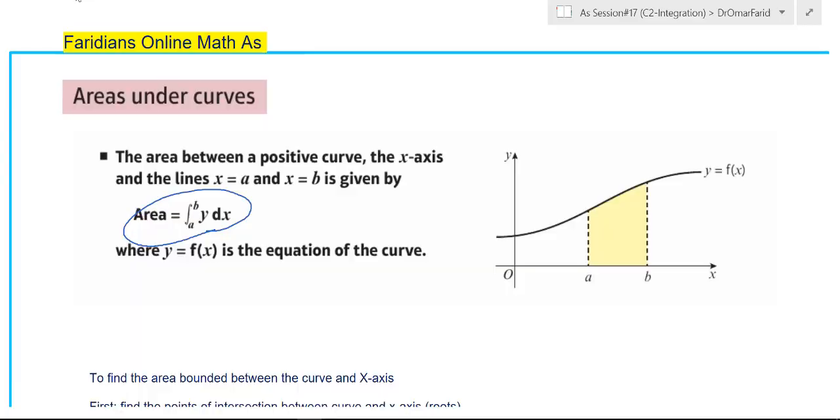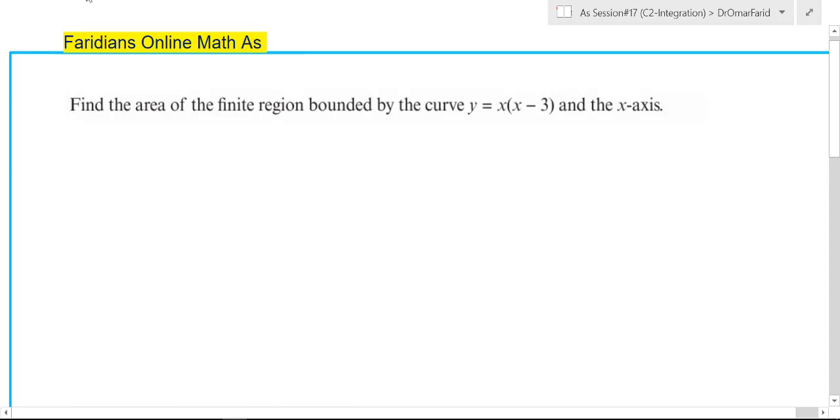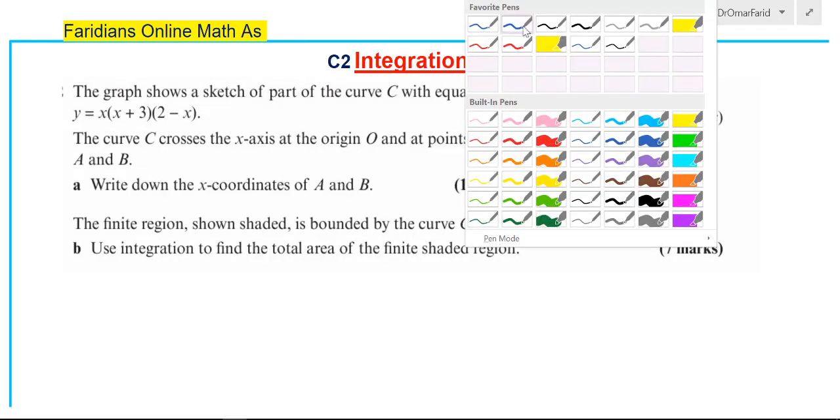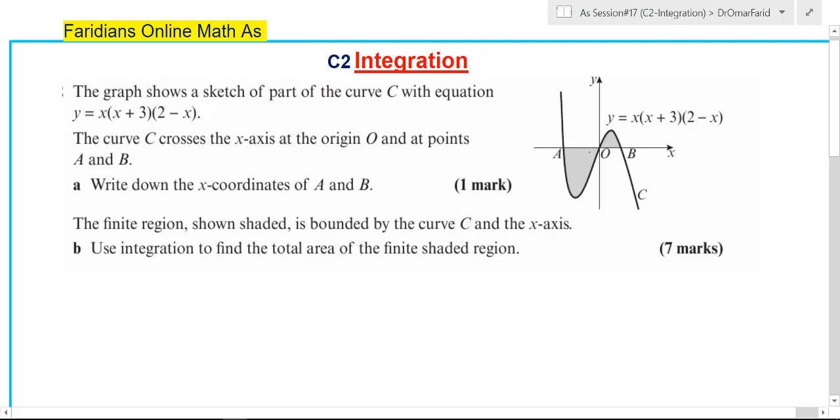Okay, now let's move to past paper questions about this topic. We have stated before that one of the most important applications of integration is to find the area between the curve and the x-axis. But for this kind of problem, please pay attention, because we have two areas bounded between the curve and the x-axis.